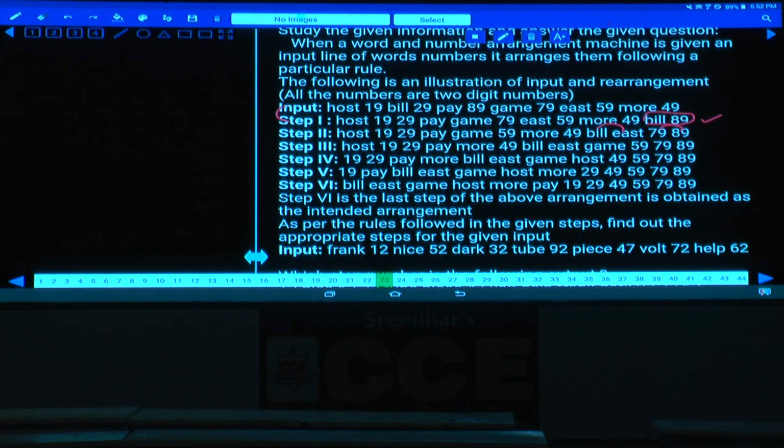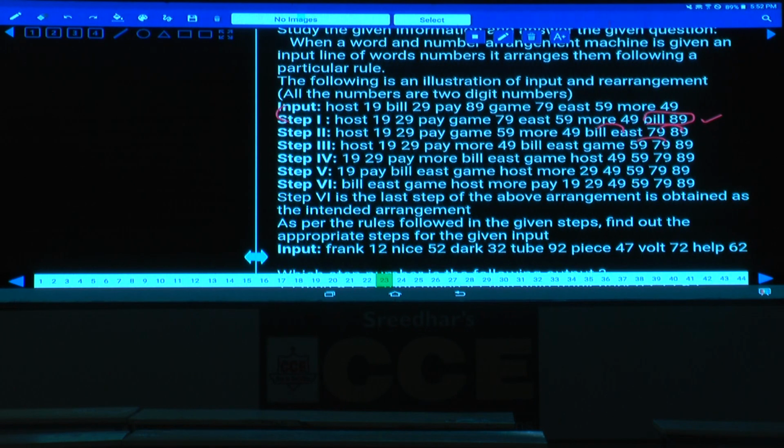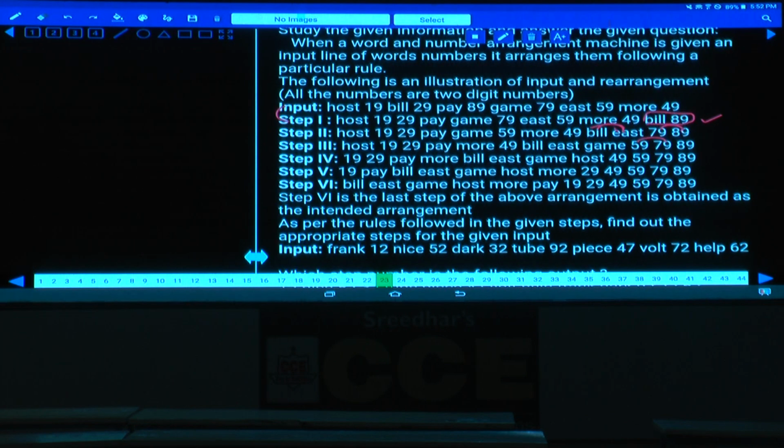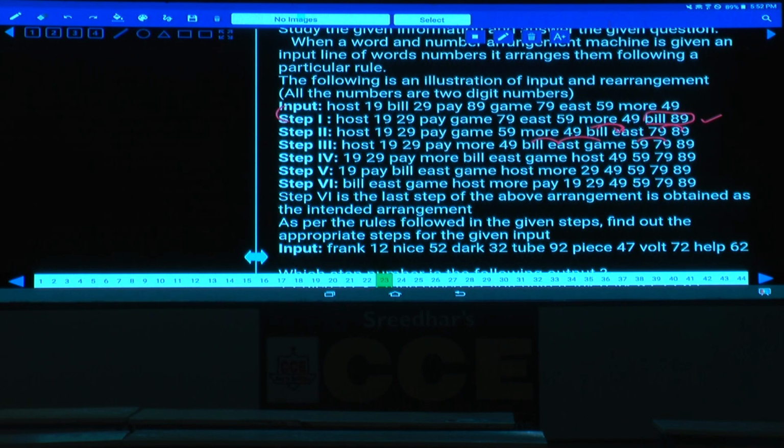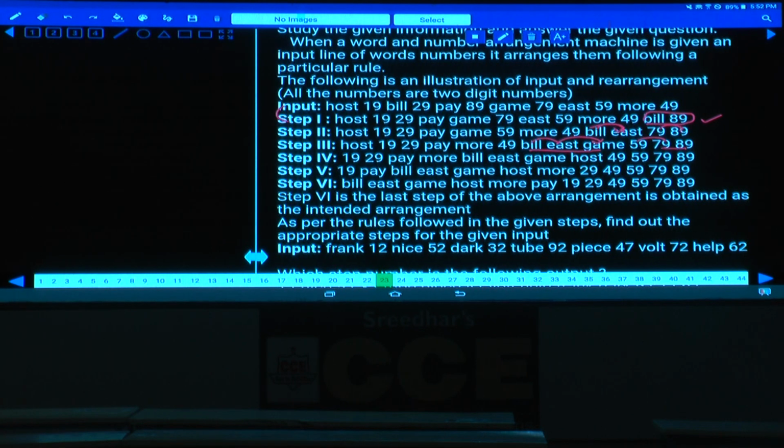And all the remaining were shifted to the next place. Next one, before this 79, 59, and before this, then next one. Now bill, next to bill is east. After east is what? Game. Game is arranged. Now if you observe here, the words are arranged in ascending order. Now the numbers are arranged in descending order. And next one, what is the next word after game? Host. Host is arranged at the right hand side of game. And now the number 49 is arranged to the left hand side of this 59.